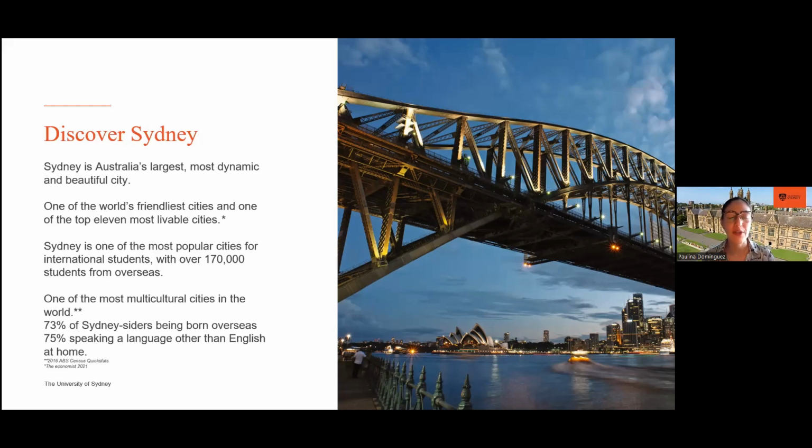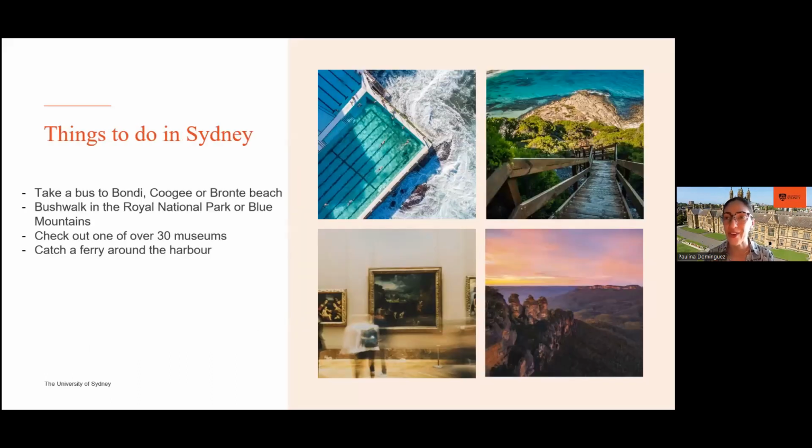Sydney is also one of the most popular cities for international students, with over 170,000 students from overseas. That means that you will find people from everywhere around the world here. What are some things to do in Sydney? There are hundreds of thousands of things to do here in Sydney.